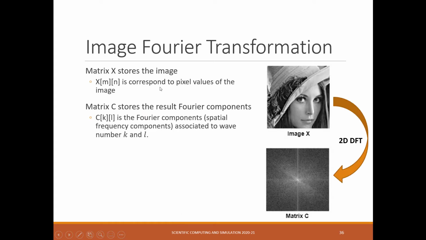2D DFT is a powerful tool for image processing. Here we have an image whose pixel values are stored in matrix X. The 2D FFT series discussed in the previous slide can transform the image pixels and store the results in matrix C. The image here shows the transformed image in the frequency domain.